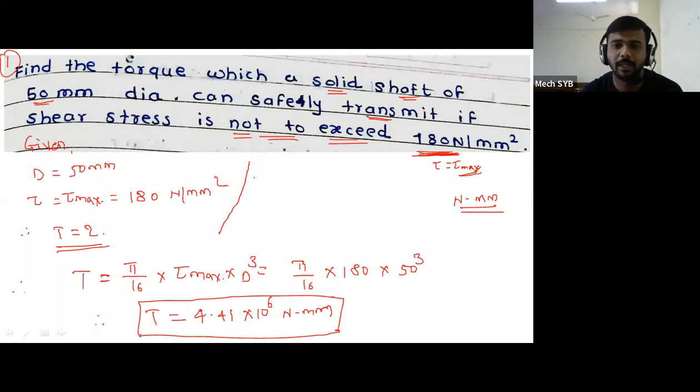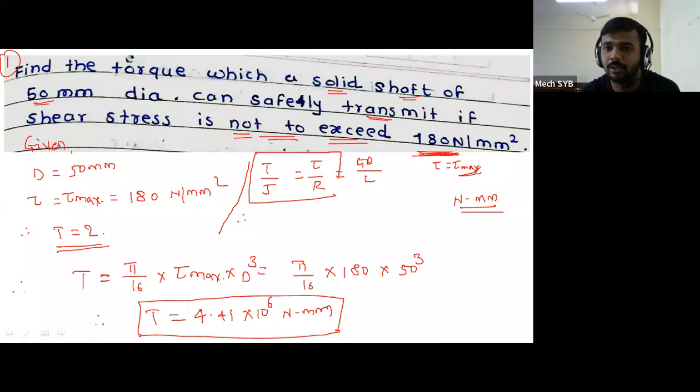Or sometimes we can use the torsion formula, T upon J is equal to tau upon R is equal to G theta by L. We know this formula too. If we use the first combination of these, T upon J, what will J be? Pi by 32 into 50 raised to 4 is equal to tau upon R. What is tau given? 180. The diameter is given as 50, so what will the radius be? 25. So tell me what value of torque you get.